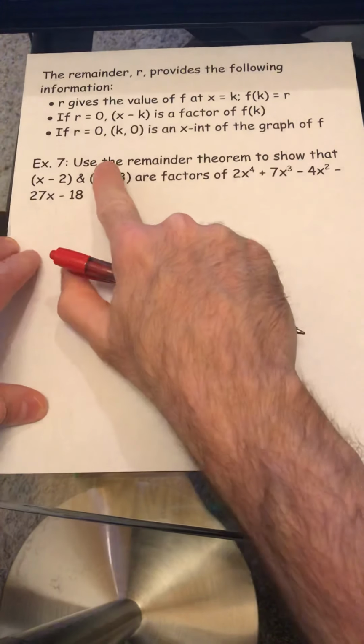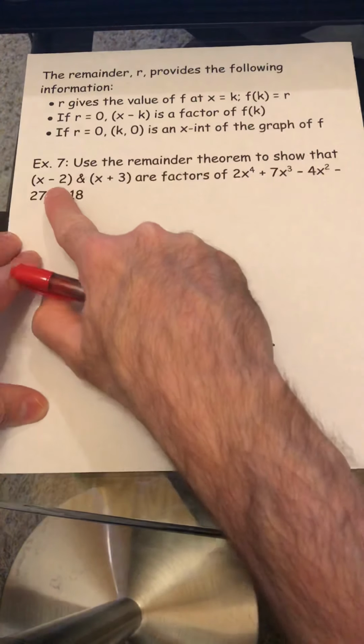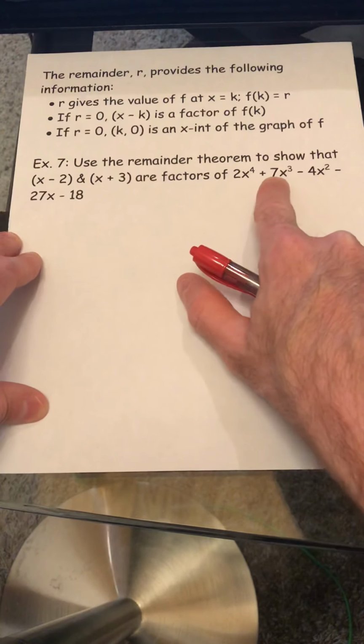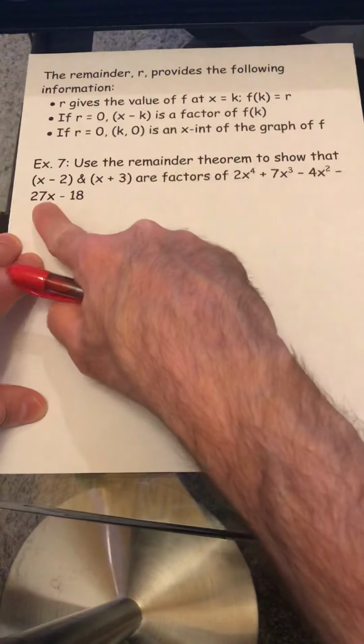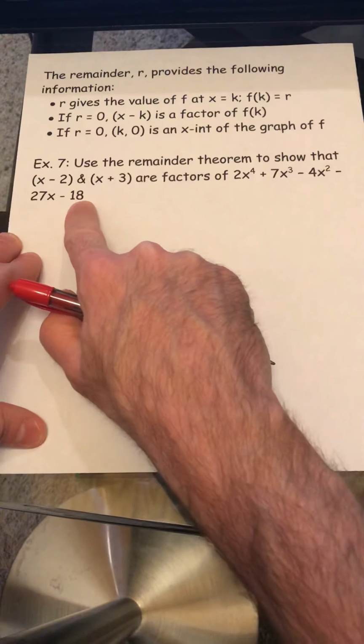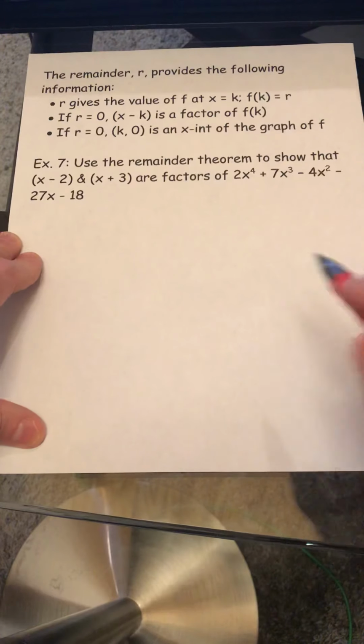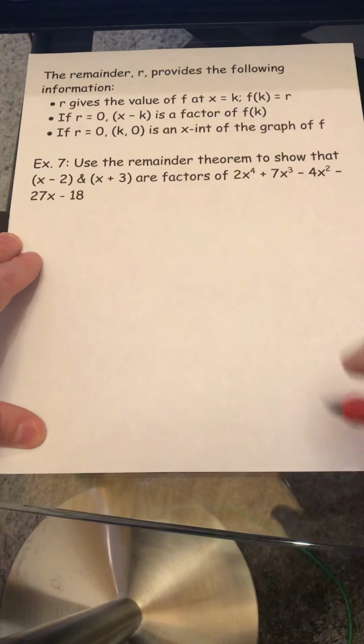So one last example here. Use the remainder theorem to show that x minus 2 and x plus 3 are factors of 2x to the fourth plus 7x to the third minus 4x squared minus 27x minus 18. I suppose if you really truly wanted, you could do this with long division. I really hope that is not the choice you make.